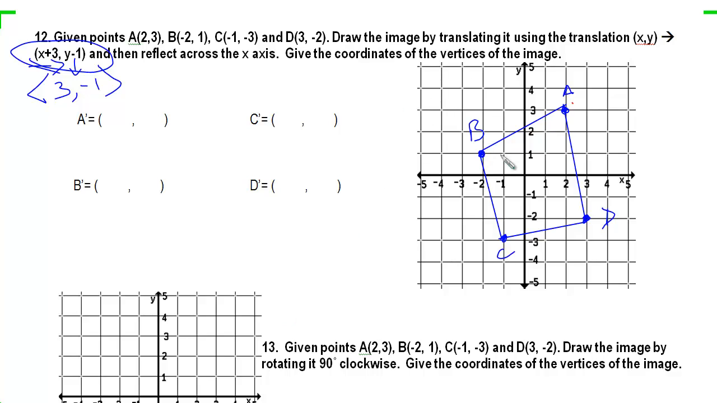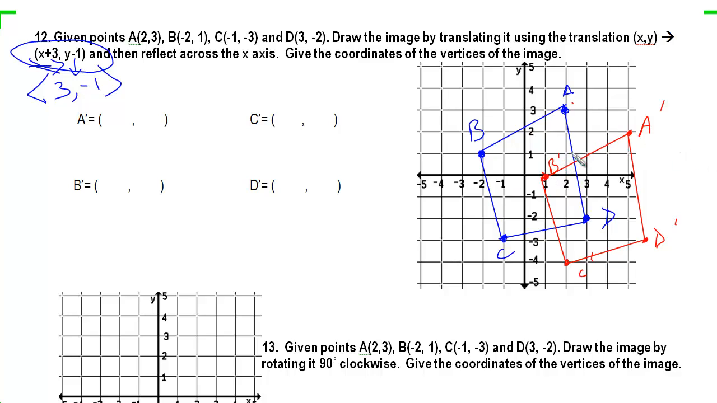So I'm going to take all of these and move them 1, 2, 3, down 1. There's B prime. 1, 2, 3, down 1. A prime. 1, 2, 3, down 1. 1, 2, 3, down 1. And there is my image. Remember, again, the image is after the transformation. The pre comes before.